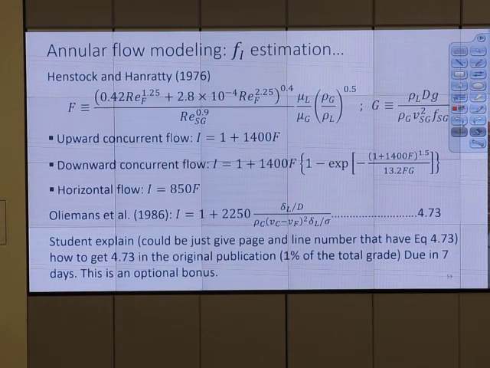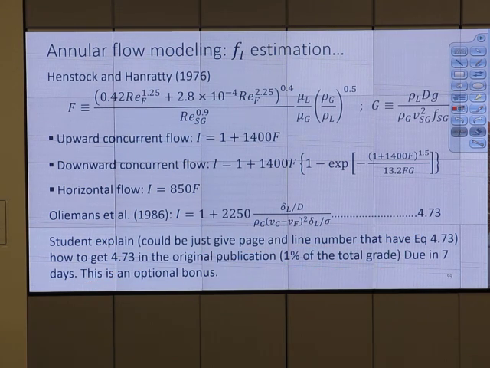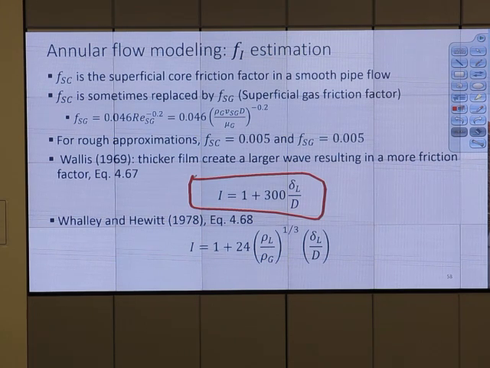We have several closure relationships for capital I, the ratio between f_SC and f_SG. I crossed this one out in the version that I uploaded on Blackboard, so we don't have any additional bonus or anything. You have enough bonus already. There's a correlation for downward friction factor and upward friction factor ratio. Select: if you do downward, select downward. If you do upward, select upward. If you do upward, the easiest one can be this one, Wallace.